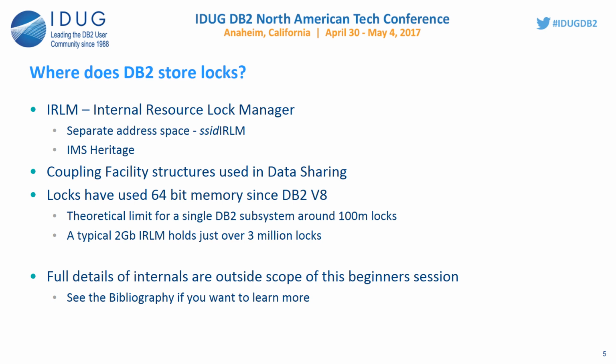A typical IRLM will hold around 3 million locks if you've got about 2 gigabytes of storage allocated to it, in rough terms. Right. So the full impact of where DB2 stores its locks, especially in a data sharing system, is outside the scope of this presentation. But on the last slide of the presentation, there's a bibliography, which has got some really good material on where to get more information if you want it.